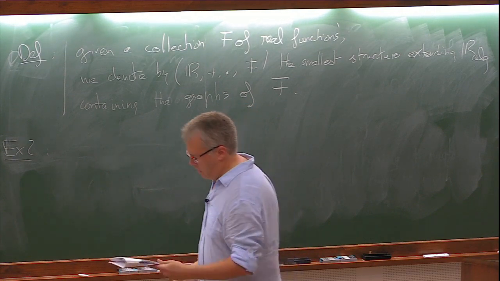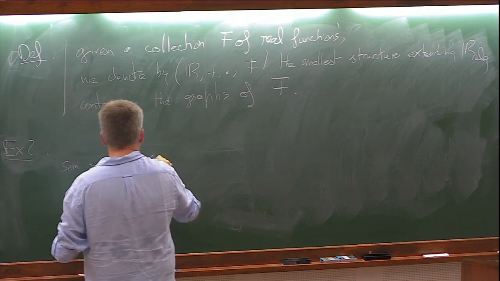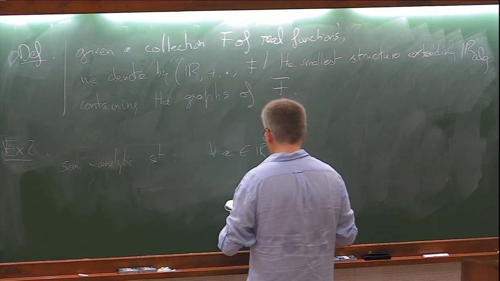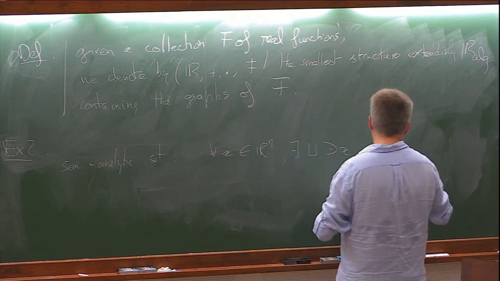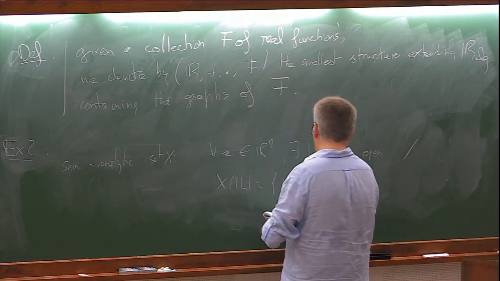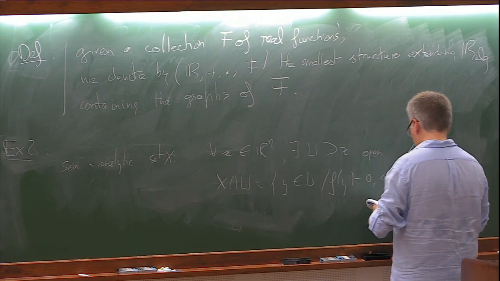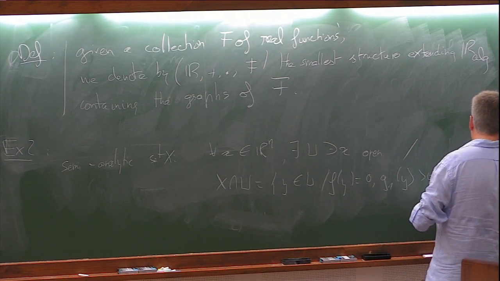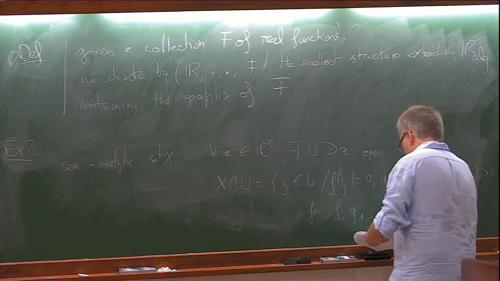Okay? So maybe this subset, you want that for any x in R^n, there exists an open neighborhood U of that point such that the set intersected with U is of the form the set of y in U such that f(y) = 0, and g_1(y), ..., g_k(y) larger than 0, for f, g_1, ..., g_k real analytic.